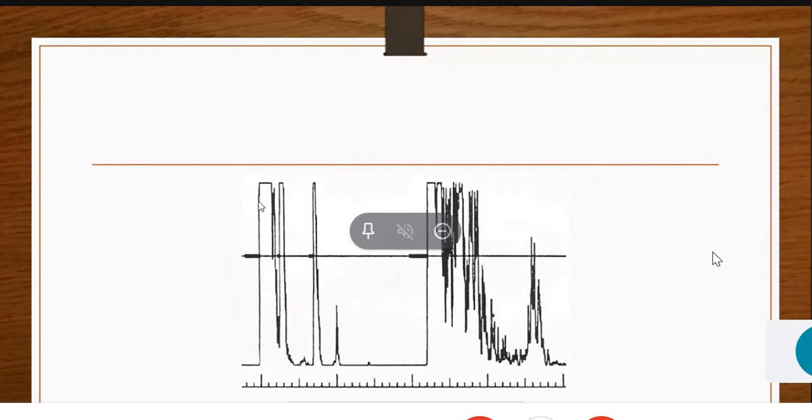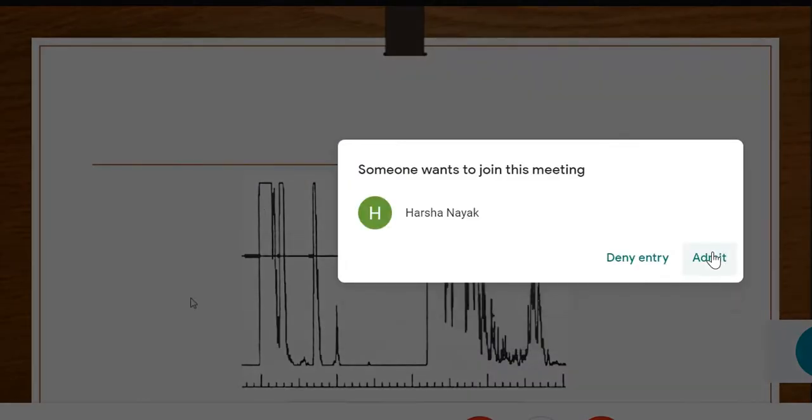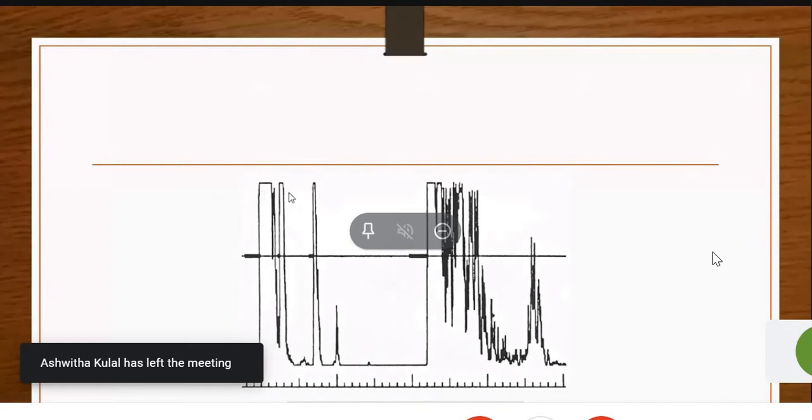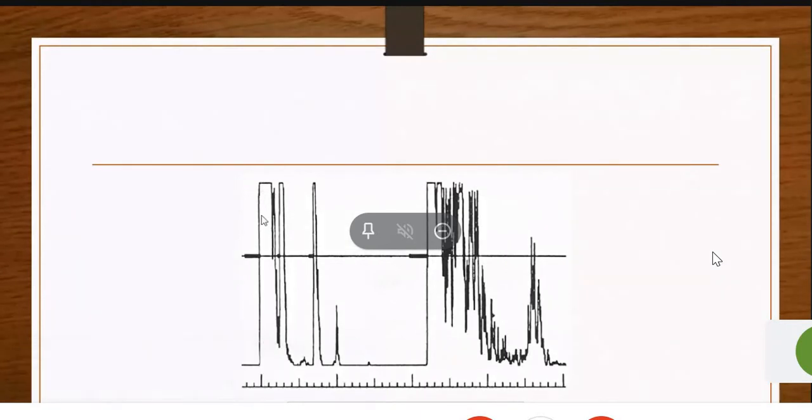So this is an ultrasound A scan picture in which there will be several spikes. Here the first two spikes are for the cornea. The first broad spike is for the corneal anterior surface. This is the posterior surface of the cornea, and this gap is for the aqueous. And this spike is the lens anterior spike, and this is the posterior capsular spike.